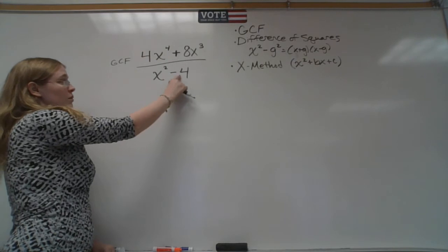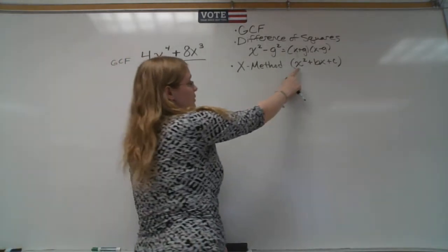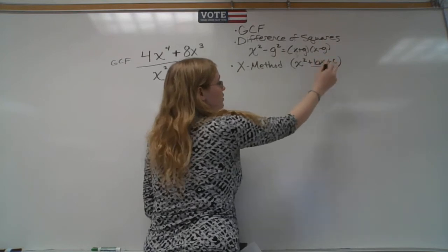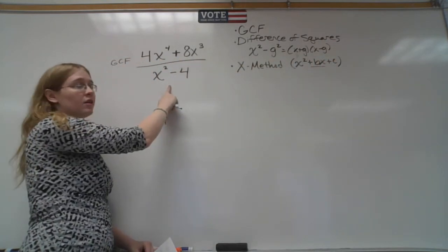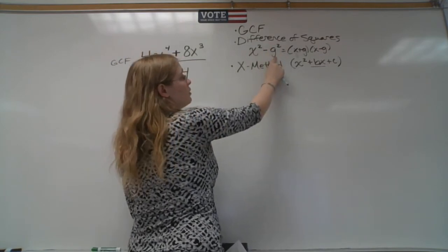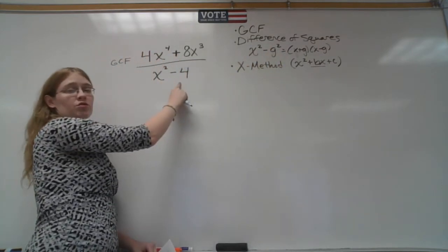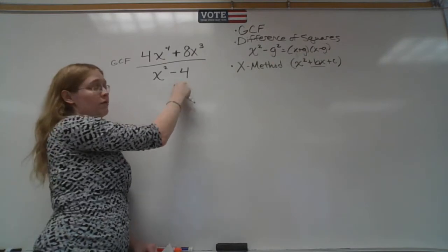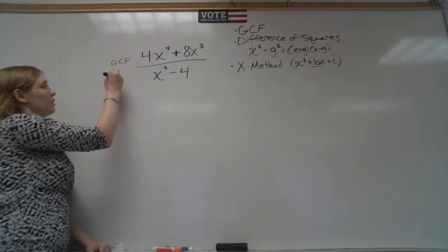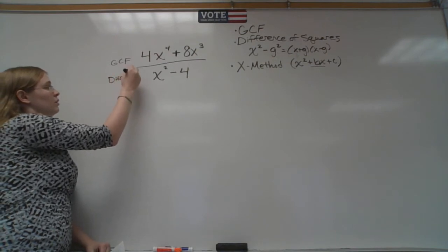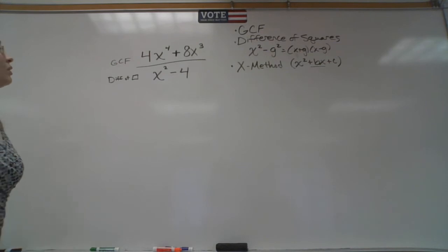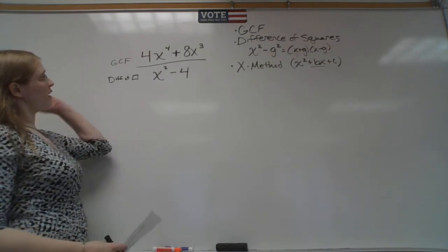Now here we've got x squared minus 4. The x method, we've got an x squared, but we don't have any b. There's nothing with just x in here. Okay? Difference of squares is x squared minus number. That's what looks right to me, especially if you know that 4 is a perfect square. So this one I'm going to label difference of squares.